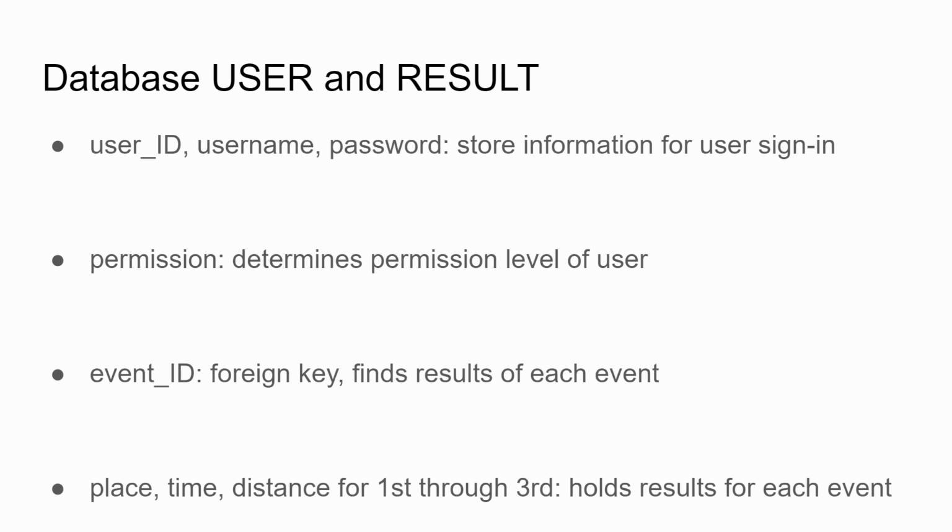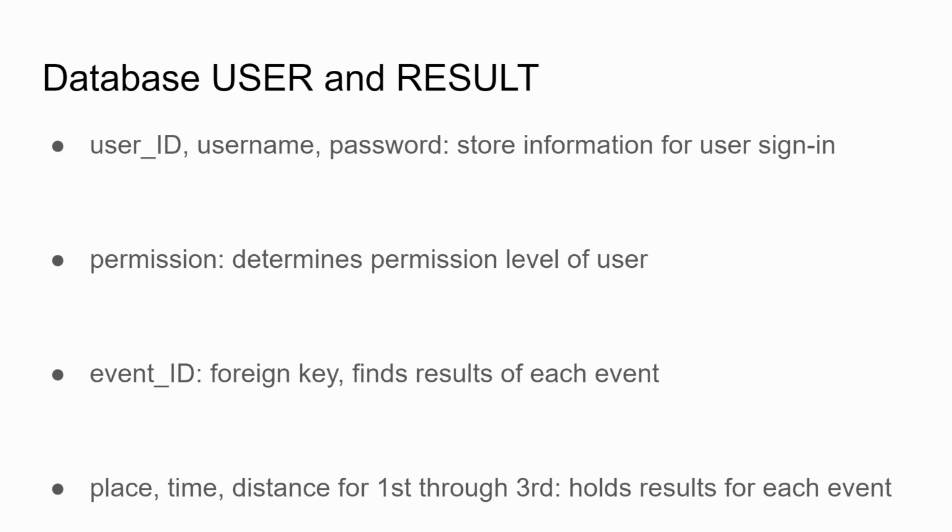In the user table, user ID is an automatically generated variable which can be used to find the username, password, and permission level of a user. The permission attribute indicates whether a user has a high permission level or a low permission level. A user will have a slightly different experience with the app depending on their permission level. This will be discussed later.